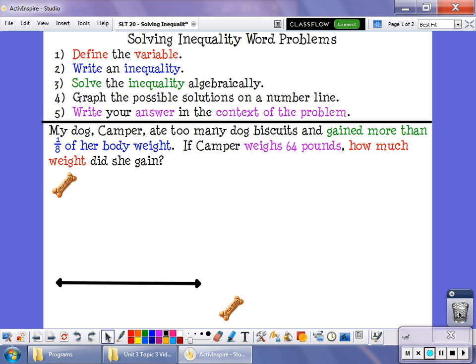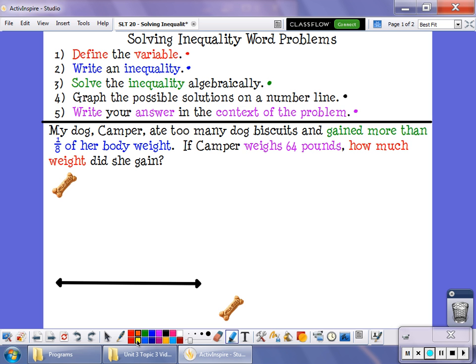Here are the steps we're going to use for solving an inequality word problem. First, we define our variable. Then, you're going to write an inequality. After that, you solve the inequality algebraically and graph the solutions on a number line. And finally, you want to write your answer in the context of your problem.